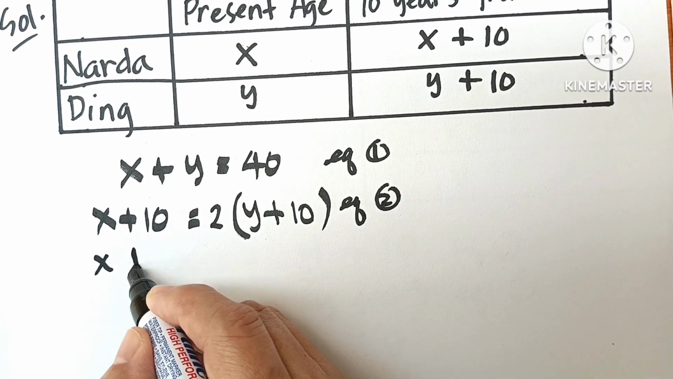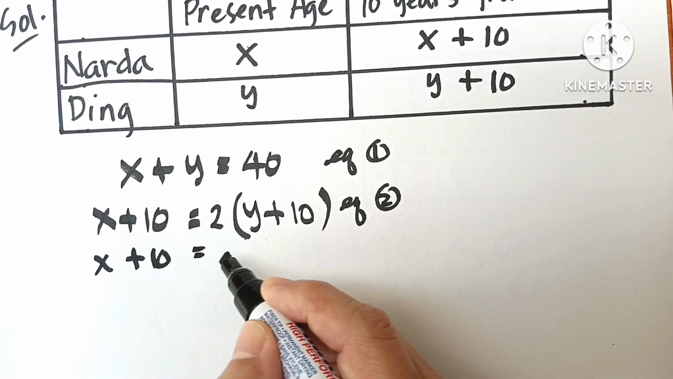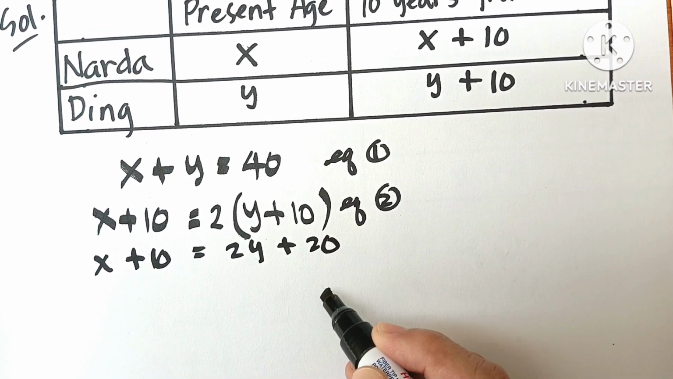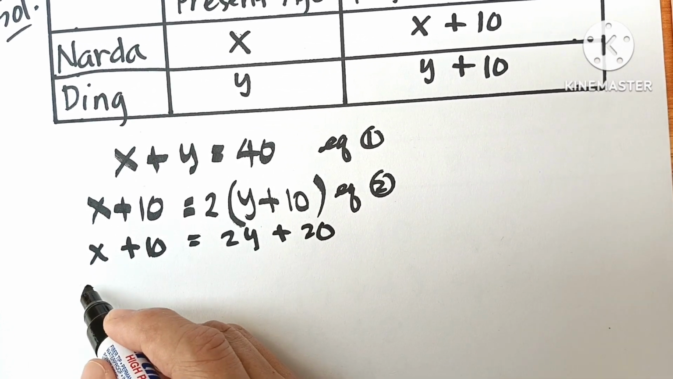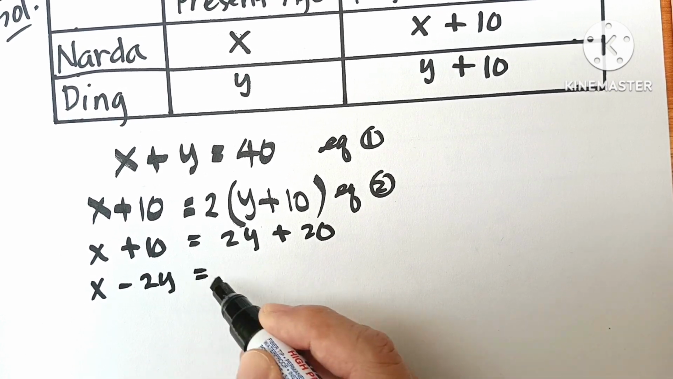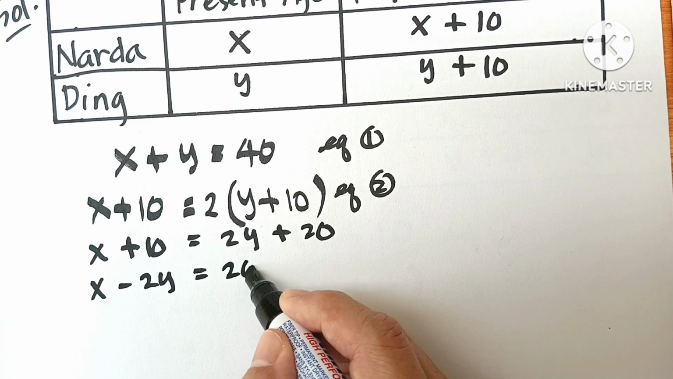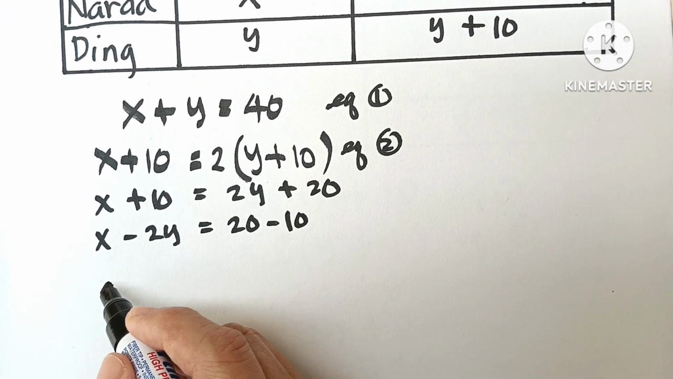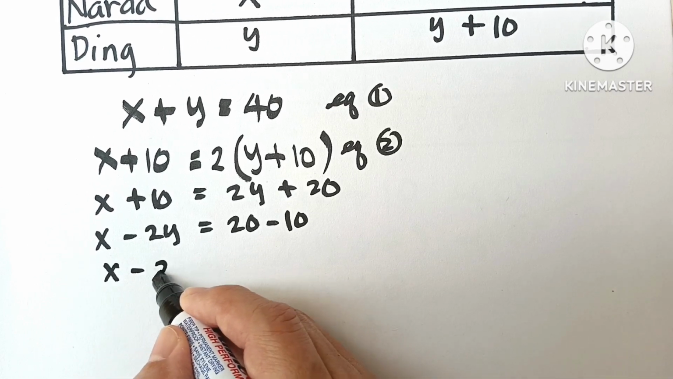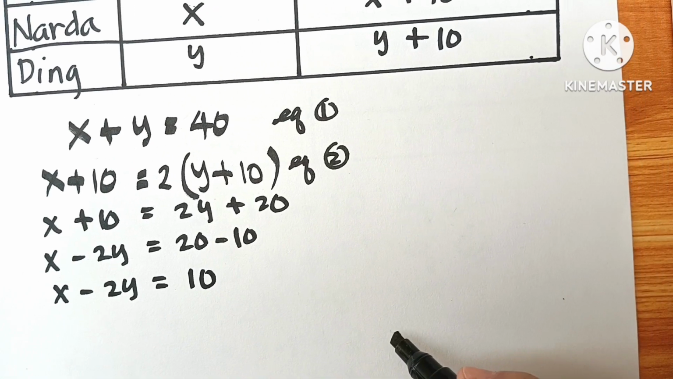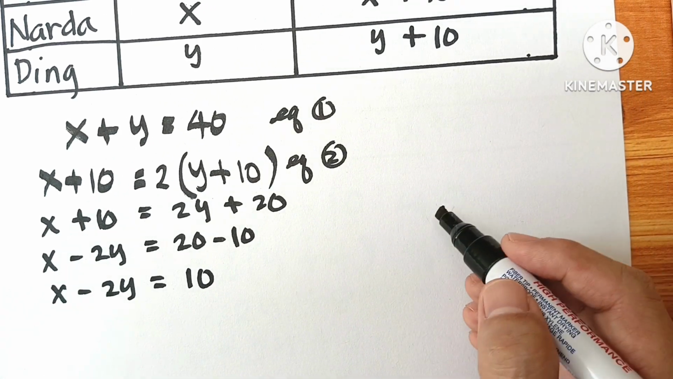So we have x plus 10 is equal to 2y plus 20. Distribute lang natin, okay? Now, let us transform the equation 2 into standard form. We have x minus 2y is equal to 20 minus 10. Kasi gagamitin natin dito ay elimination, no? Yun ang gagamitin natin this time.